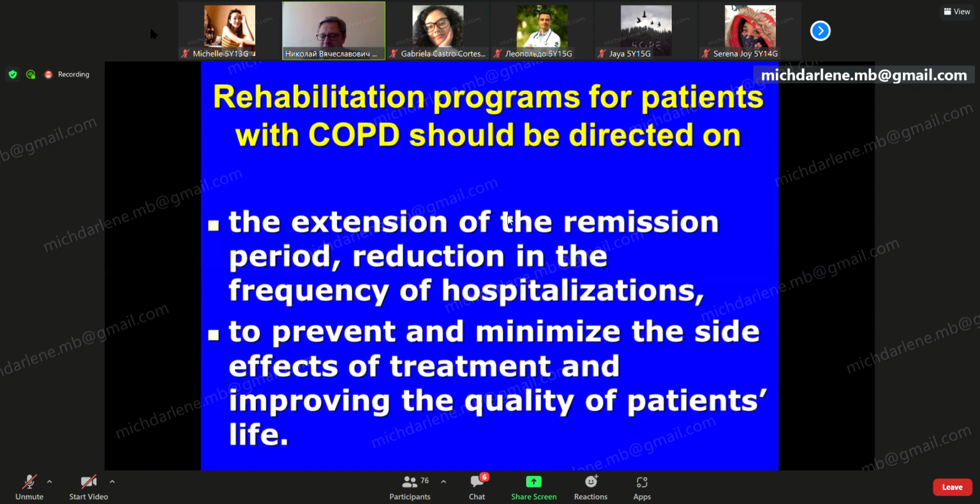Also, the extension of disease remission, prolongation of disease remission, reduction in the frequency of new hospitalizations, these hospitalizations usually associated with exacerbations of chronic obstructive pulmonary disease due to respiratory infections usually. Also, we will try to prevent and minimize the side effects of pharmacological treatment, and of course, it will lead to improvement of the quality of patient's life.